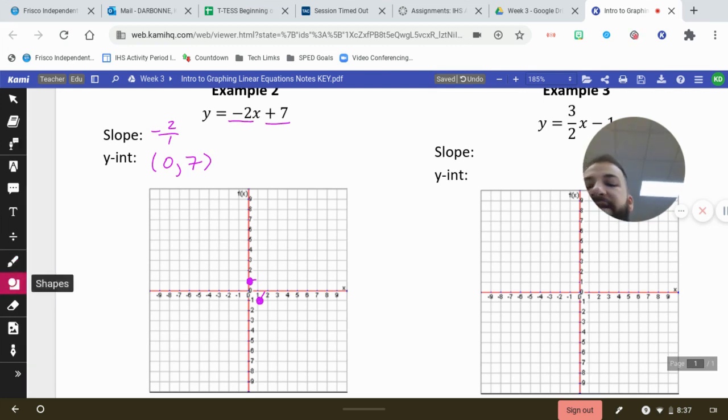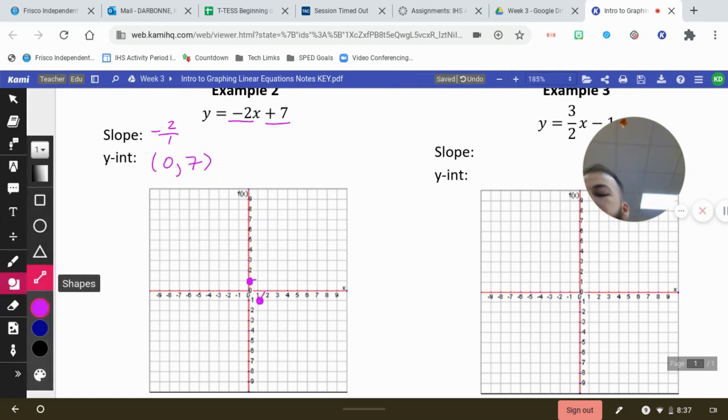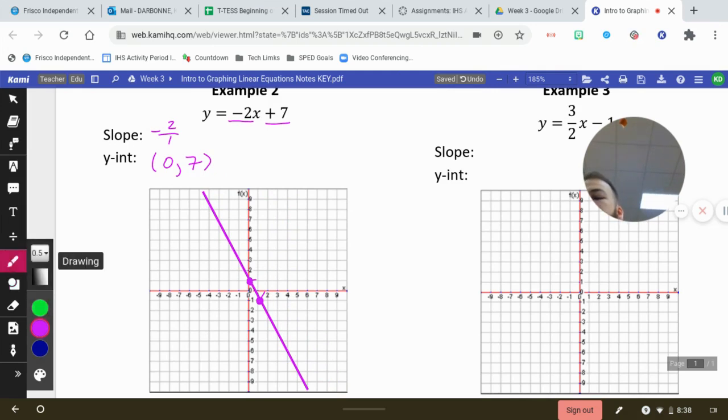And then last but not least, the third step is to connect the 2 points. That was good, and then I got kind of off. There we go. And then add my lines onto the end, just like so.